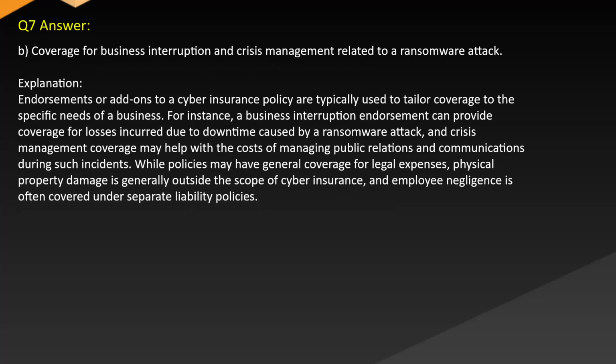Answer: B. Coverage for business interruption and crisis management related to a ransomware attack. Explanation: endorsements or add-ons to a cyber insurance policy are typically used to tailor coverage to the specific needs of a business. For instance, a business interruption endorsement can provide coverage for losses incurred due to downtime caused by a ransomware attack, and crisis management coverage may help with the costs of managing public relations and communications during such incidents. While policies may have general coverage for legal expenses, physical property damage is generally outside the scope of cyber insurance, and employee negligence is often covered under separate liability policies.